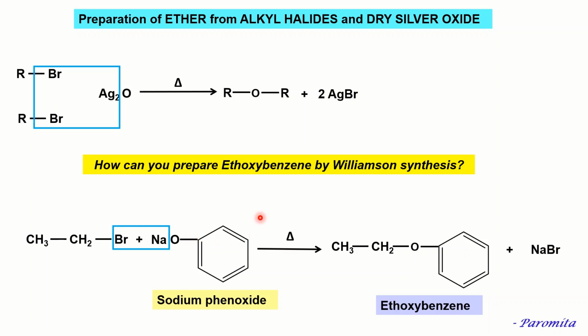If I ask you, can you prepare anisole using Williamson synthesis? So first we have to know what is anisole. Anisole is methoxybenzene. So what will be its structure? Benzene ring with one OCH3 group. So methyl bromide plus sodium phenoxide, if you heat the mixture, you will get methoxybenzene, which is also termed as anisole.